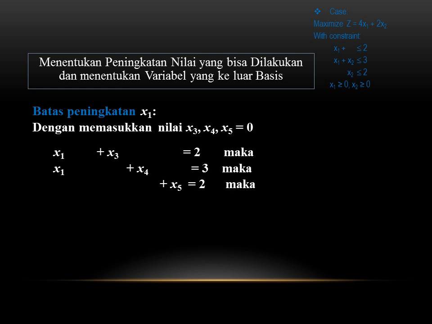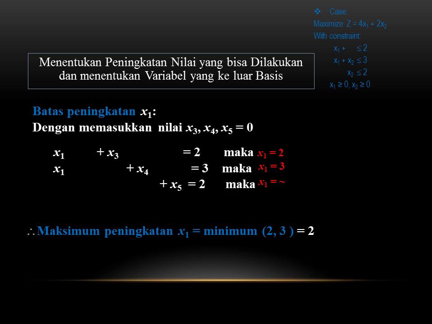The constraint on how far x1 can be raised comes from putting the values of x3, x4, and x5 equal to 0, same as what I said before. If x3, x4, and x5 are 0, we can conclude that x1 is 2 in the first equation, and x1 in the second equation automatically becomes 3. But because there is no x1 in the third equation for x5, we can conclude that x1 is infinite there. So the conclusion is the maximum increase of x1 equals the minimum of 2, 3, and infinity. So the minimum is 2.